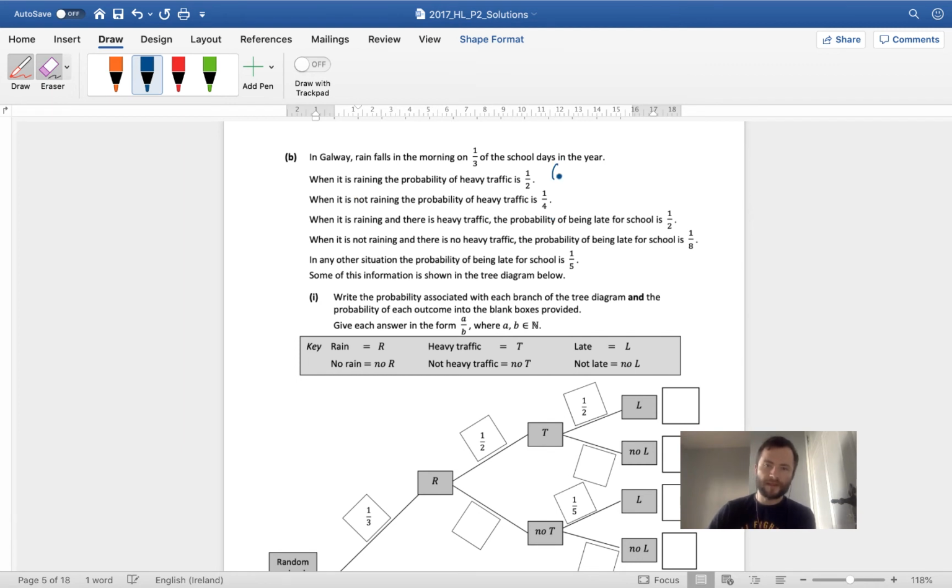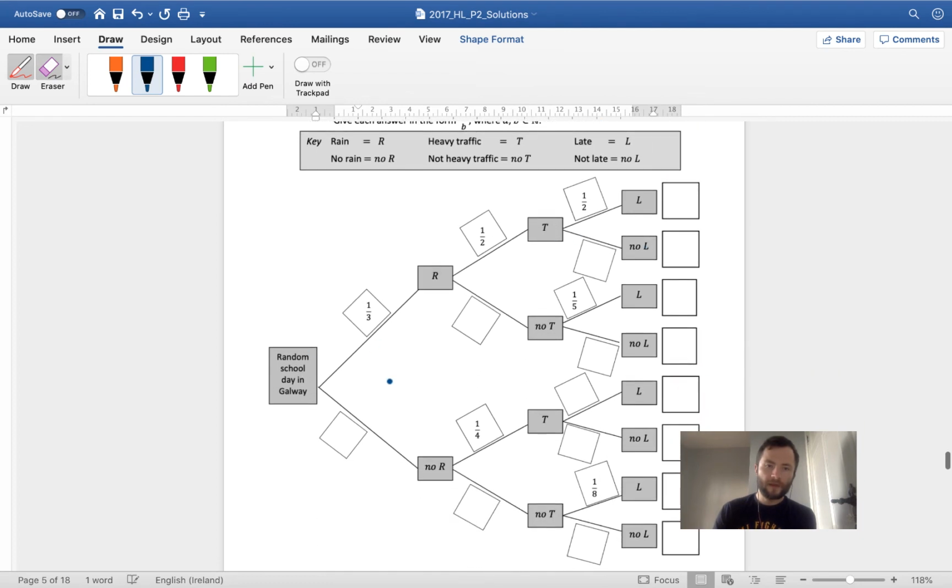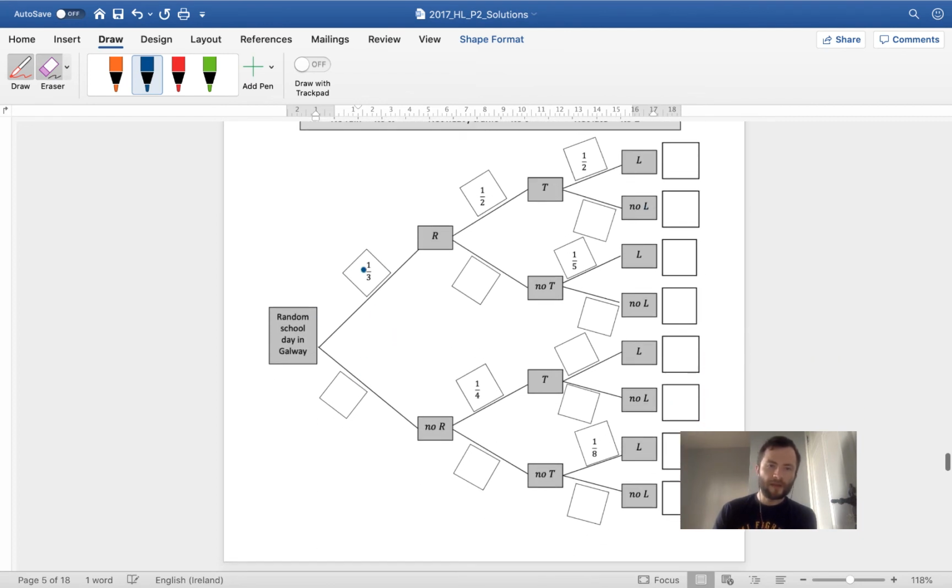Complementary probabilities in each case are a half, 2 over 3, 3 over 4, and then again 1 over 2, 7 over 8, and 4 over 5 for this one, and because it's 1 over 5, 1 over 8 here. So we have to figure out what's going on in here. On a random school day, the probability that it's raining is 1 over 3, not raining obviously 2 over 3.